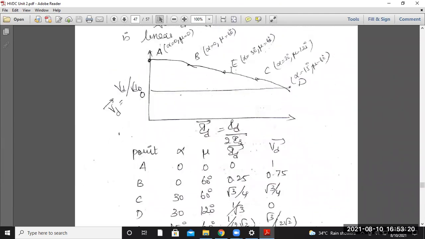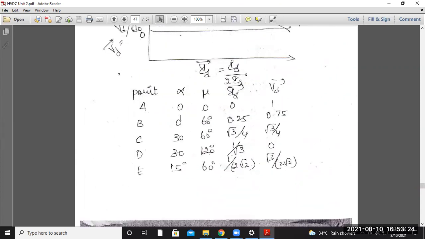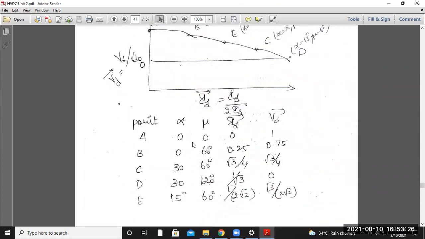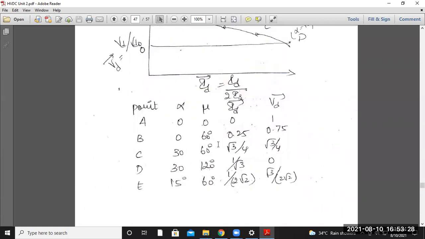Okay, this is wrong. This point will become C, this will become D, and this will become E. So accordingly, if you write C equal to 30 degree and 60 degree for alpha and mu, you will get vector ID is root 3 upon 4 and VD is also root 3 upon 4. And for point D, the value of alpha is 30 degree and the value of mu is 120 degree.